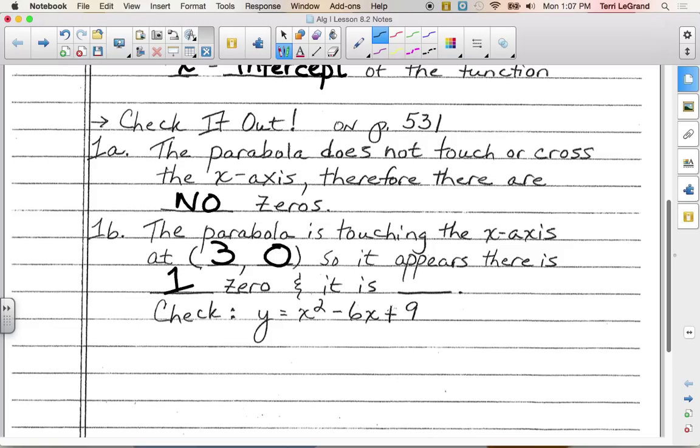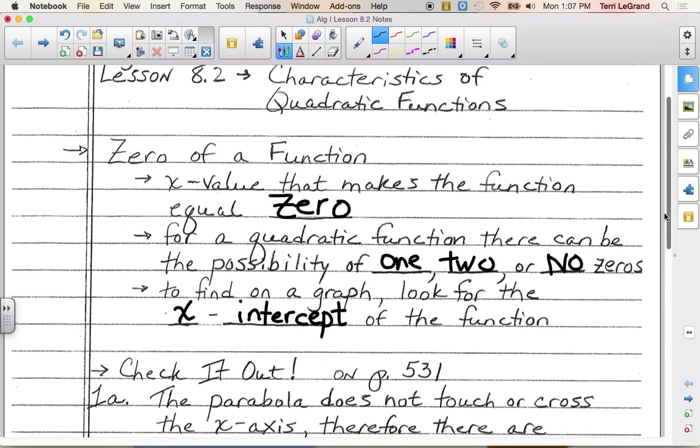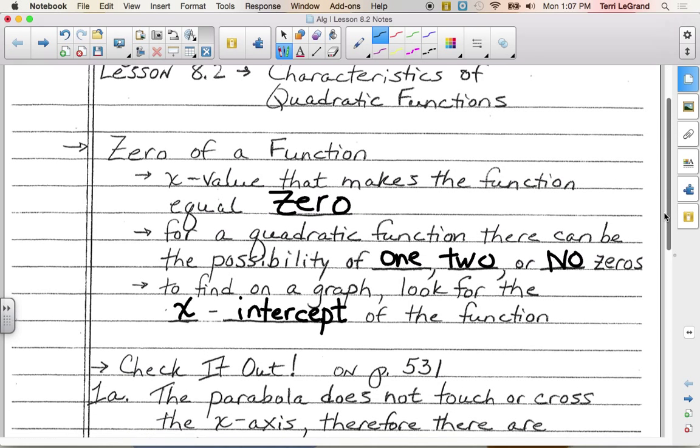What did I say a zero is? You know. The x value that makes the function equal 0. That's the same as, let's go back up there and revisit that just for a second. It says right here, the x value that makes the function equal 0 is the same as saying your y value is 0. When you put that value in for x, you're going to get 0 for y.